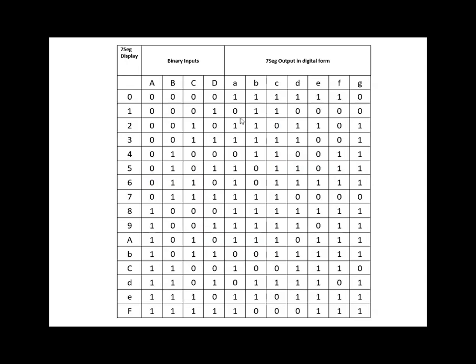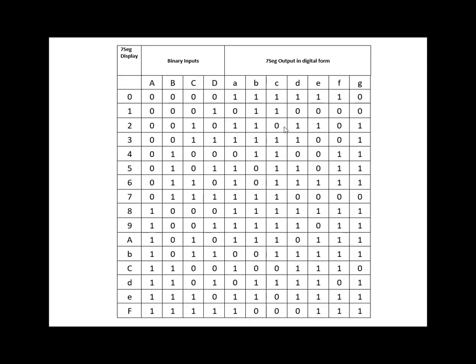In the same way we can go for 2: A as 1, B as 1, D as 1, E as 1 and G as 1. That's what is showing. Let's see that: A, B, G, E and D. C and F are zeros. If you see here, C and F will be 0. Like that, I have written the entire table.